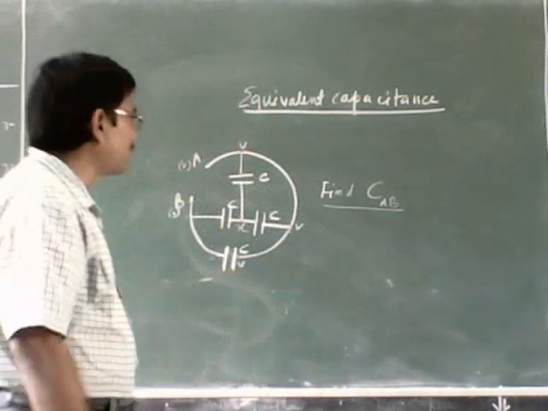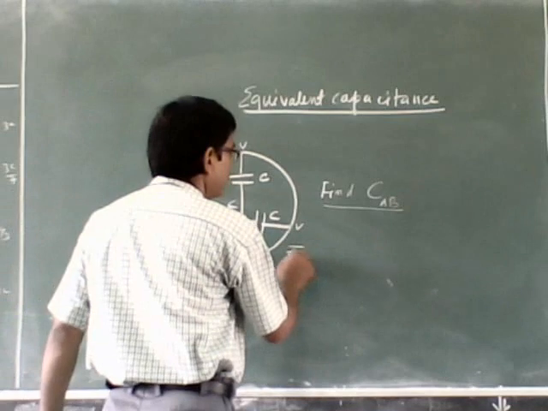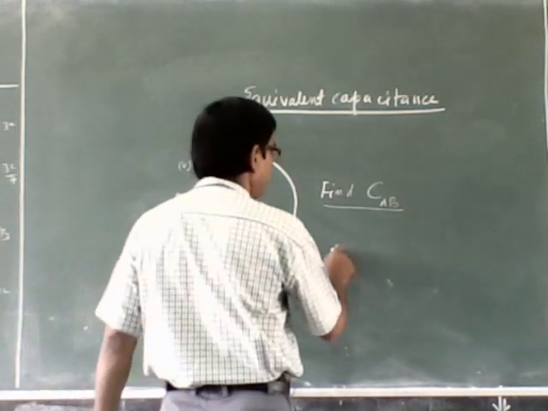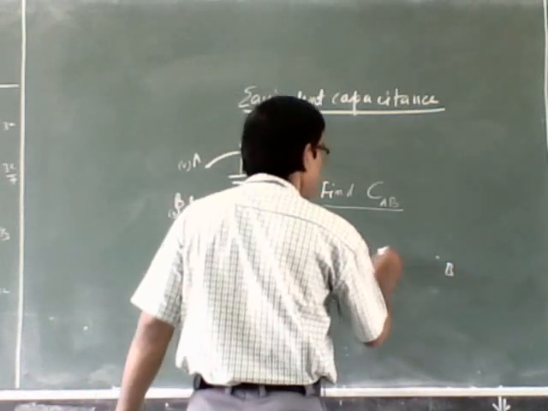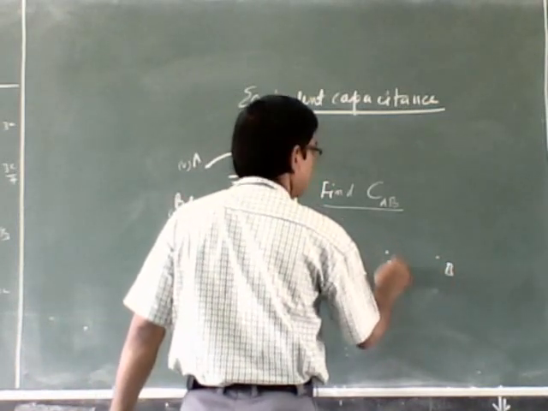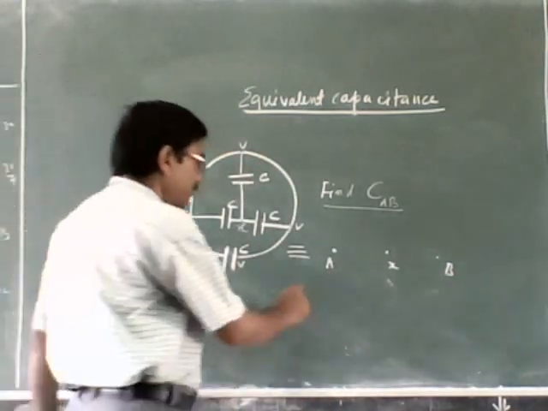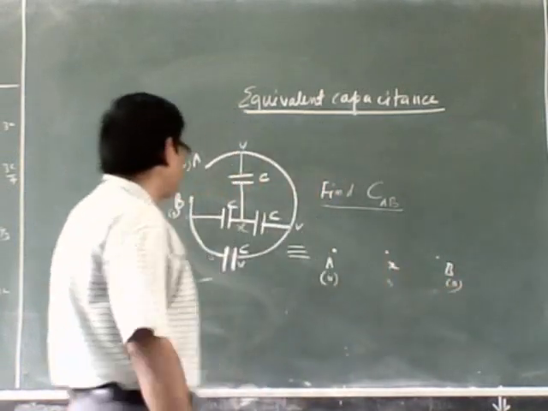Then draw the equivalent circuit diagram. What will be the equivalent circuit diagram? First step, you draw the equivalent circuit diagram. This is point A, this is point B, and this is point X. A potential is V, B potential is 0, and the X potential.